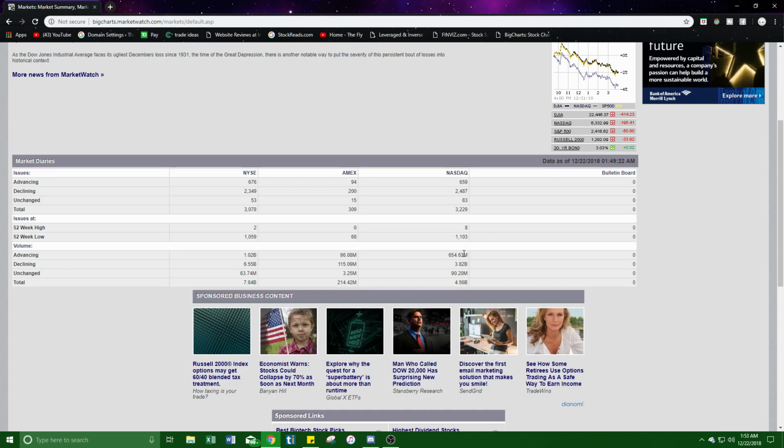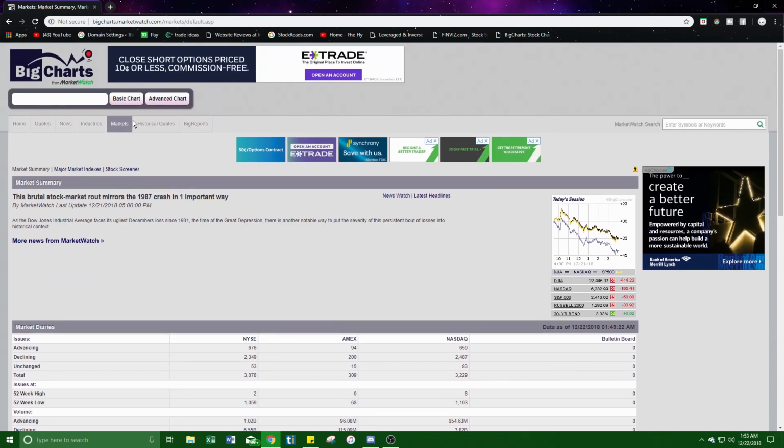And then for the volume, again, advancing volume, 654 million. Declining volume was 3.8 billion. Unchanged, 90 million. Total, 4.5 billion. So out of 4.5 billion in volume, the volume for advancing was only half a billion. That's crazy. That's what I really like about this tab right here, the markets tab on BigCharts.com.